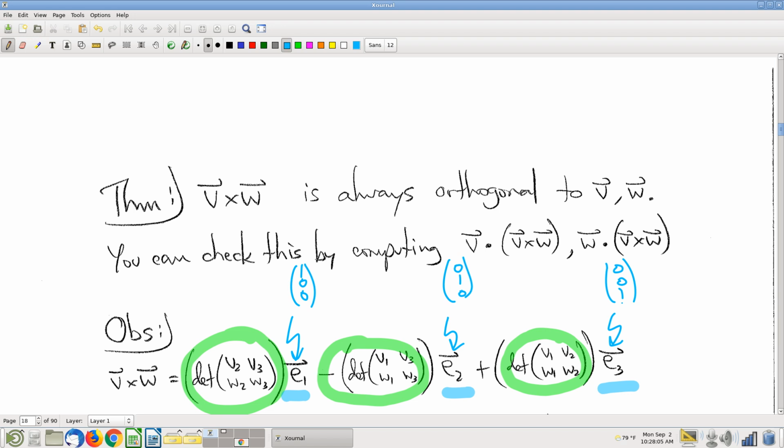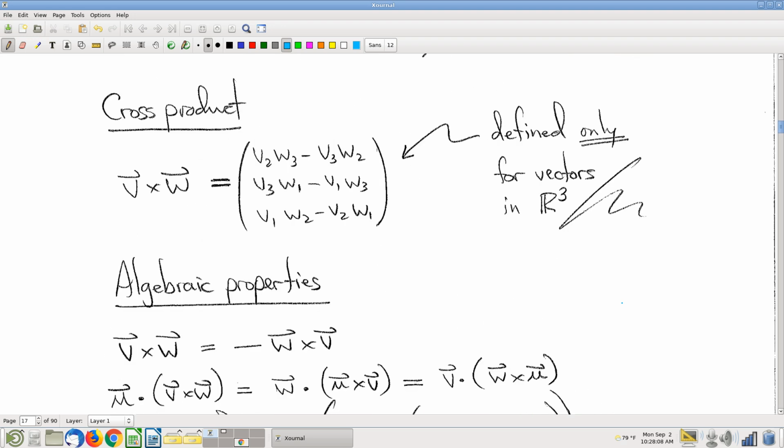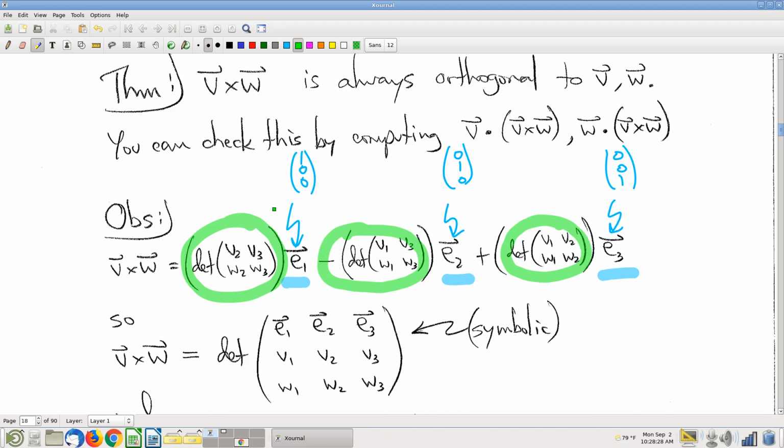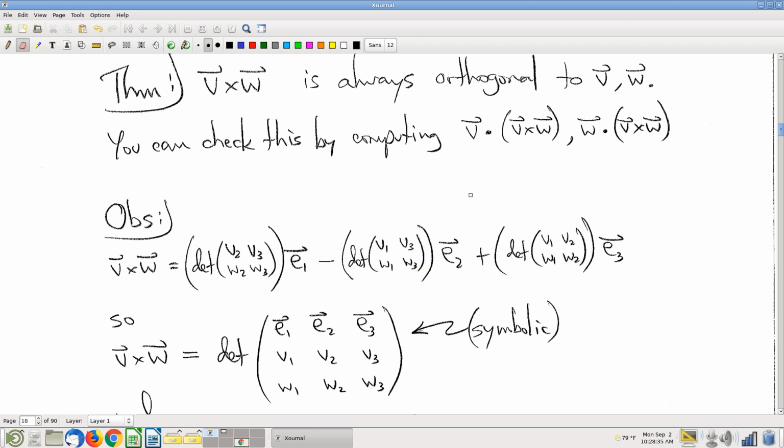And I claim that they are 2 by 2 determinants, and you can see that right here in these coordinates. They are little 2 by 2 determinants of V's and W's, right? So if you look a little bit even more carefully, these are not just 2 by 2 determinants as I have written here, but these are exactly the 2 by 2 determinants that you would get if you were to be in the process of computing this 3 by 3 determinant.